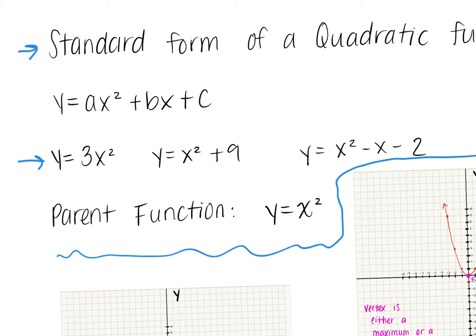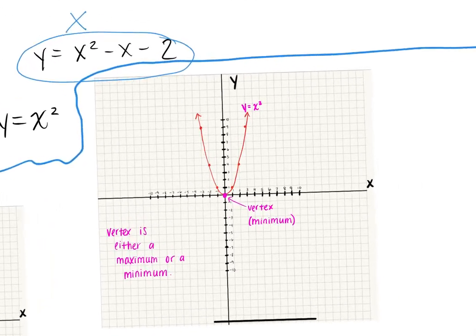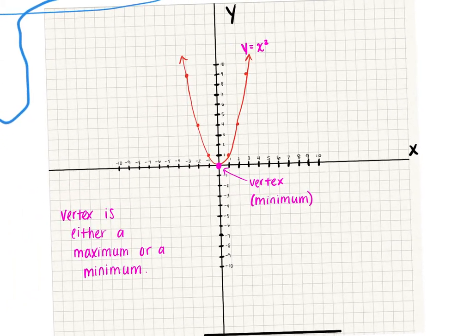The two types that we're going to learn today are y equals 3x squared and y equals x squared plus a number. We are not going to be dealing today with the one where we have a middle term. We're only dealing with one term or two terms, and that second term will always just be a number. So let's take a look at this example. I don't want you copying down anything right now. I just want you listening.